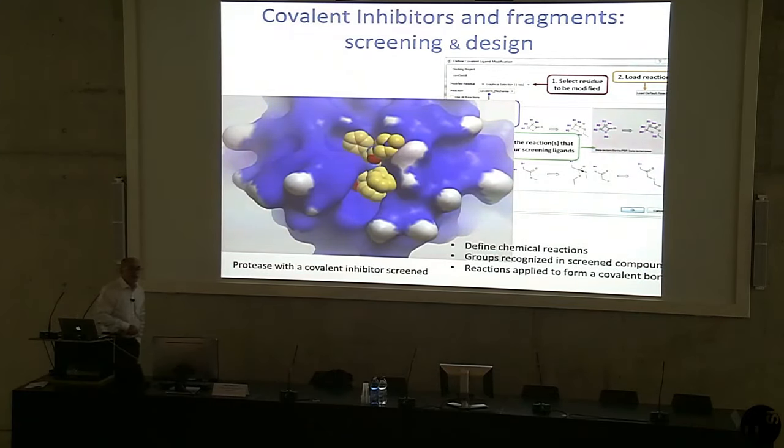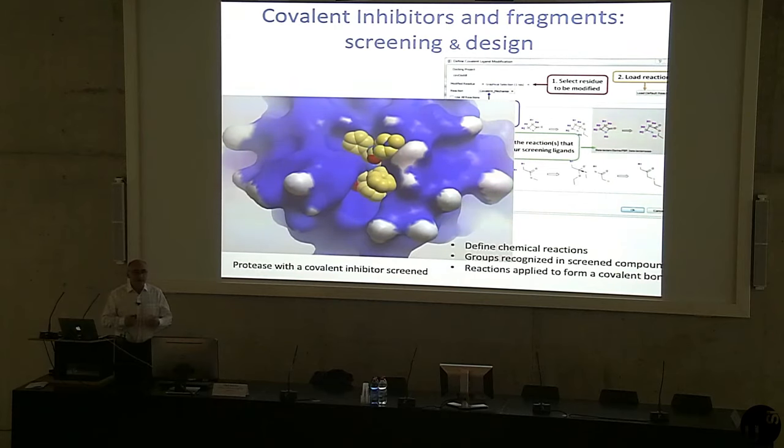So what else can we do with this technique? Well, if you discover a drug, the drugs roughly can be divided into two classes. One, the majority, will be molecules which bind to the target in a non-covalent manner, right? But there are also drugs which form covalent bonds with a receptor.